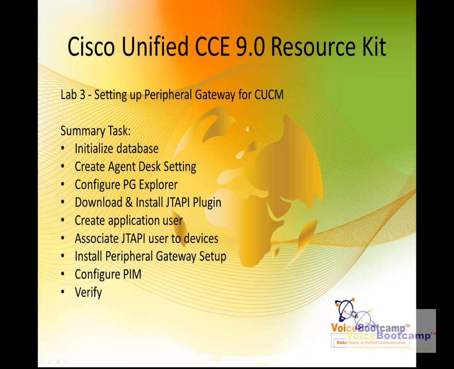In lab 3 of Cisco Unified's ECC9 resource kit, we're going to focus on setting up a peripheral gateway for CUCM. Some of the summary tasks involved are initializing the database, creating agent desk settings, configuring the PG Explorer, downloading and installing the JTAPI plugin, creating application users, and associating JTAPI users to the devices such as the CTI Route Point and agent phone. Once that's done, we're going to jump into the peripheral gateway server to install the peripheral gateway and configure a PIM. Upon completion of all these tasks, we're going to verify that the PG server is able to communicate with Call Manager.